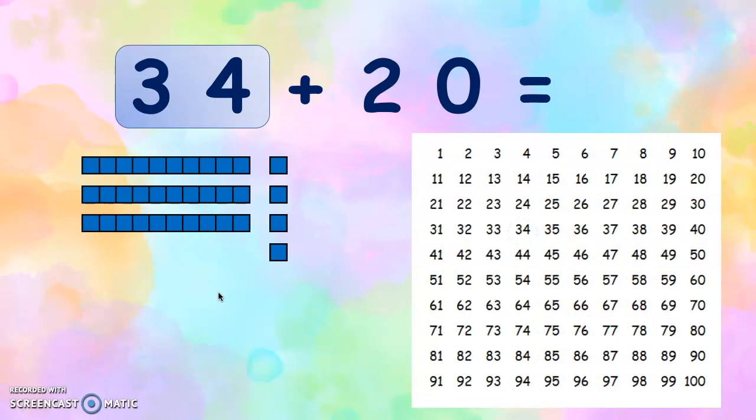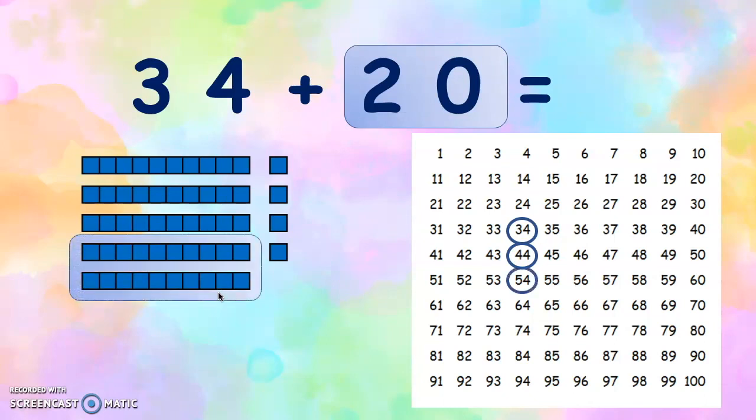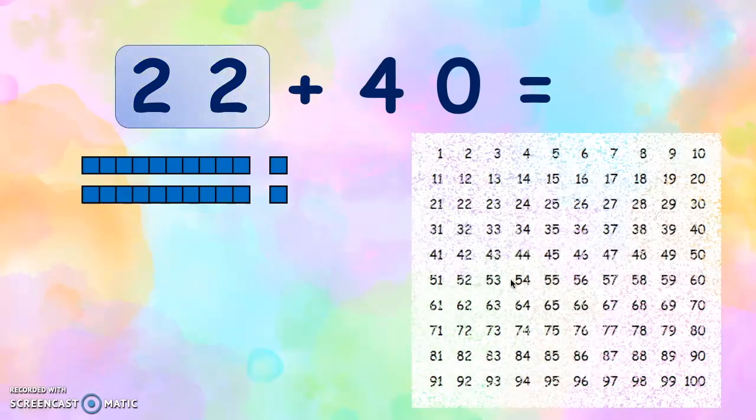So 34 plus 20. So we've got 34 here plus 20. So we've added 10. We're going to go up. And then, yep, there we go. We've added 20. And look, we went 34 to 44, 44 to 54. We added 10, 20. So our answer was 54.